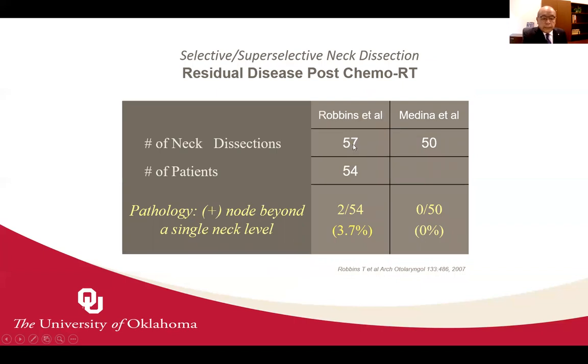Robbins reported 57 operations in which he found nodes beyond that single node in 3.7% of the patients. And we looked at 50 operations and we found no tumor beyond that single node when it is in level 2. So this super selective neck dissection can be applicable to these patients that are treated for residual disease post-chemoradiation.